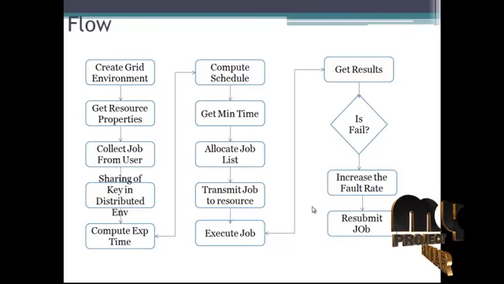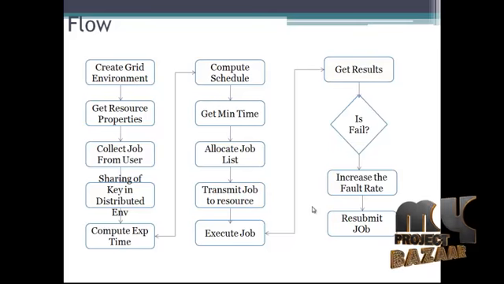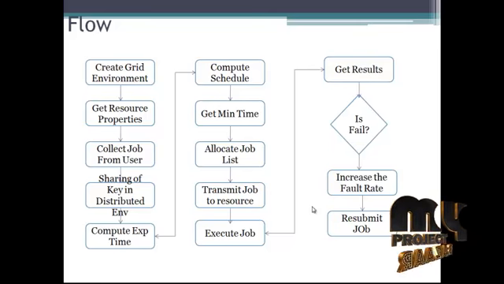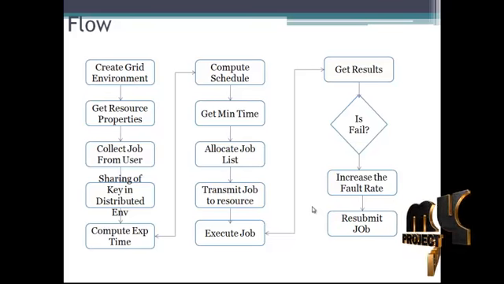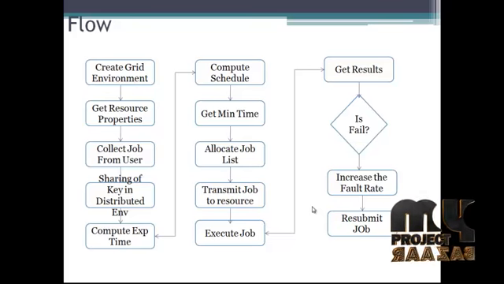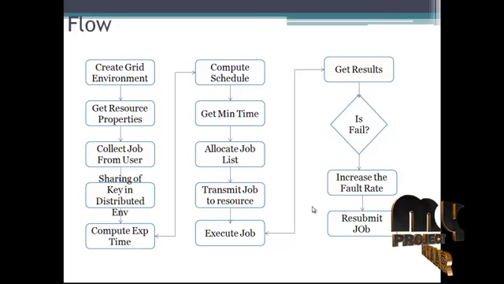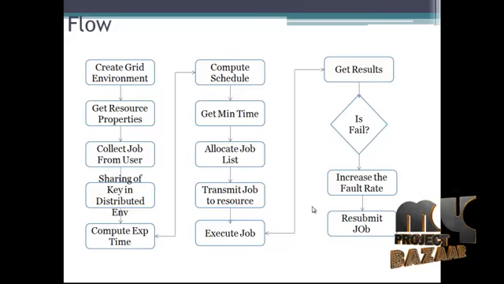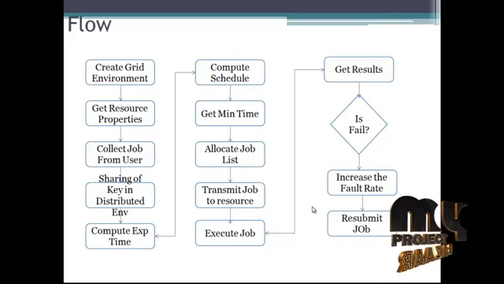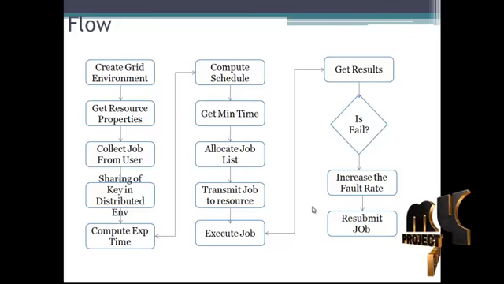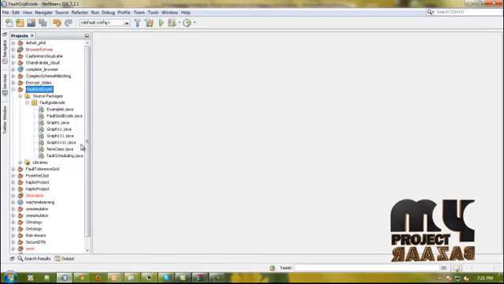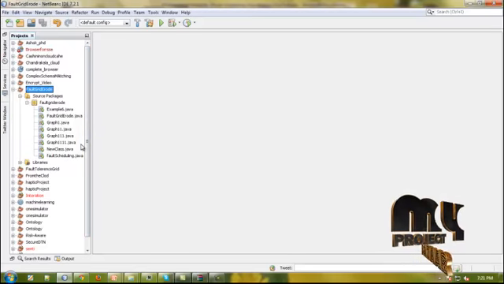Now the job will be executed on each resource to which it was allocated. When we get the results, the status of the results will be checked, whether it is fail or success. If a failure occurs, the fault rate will increase and the scheduling indicator will decrease. Then we have to resubmit the job to another resource for further execution. Next we are going to see the complete demo of this process.